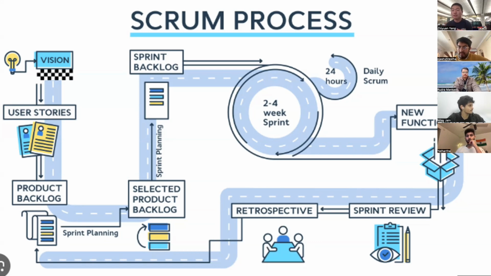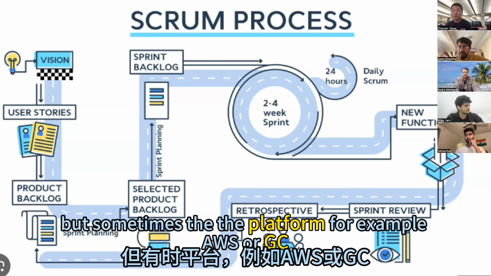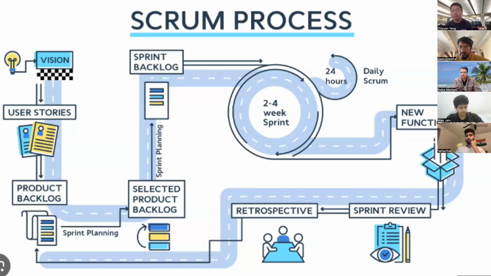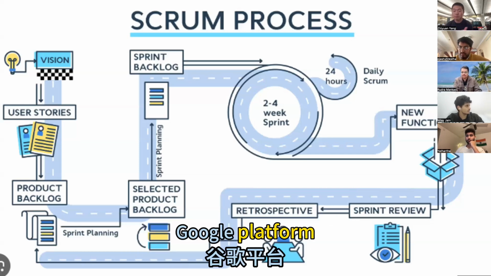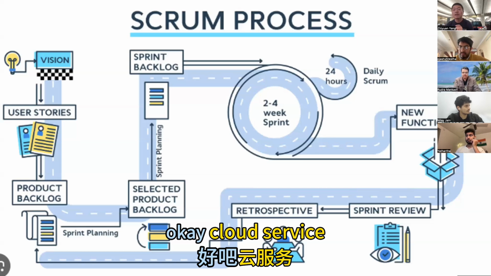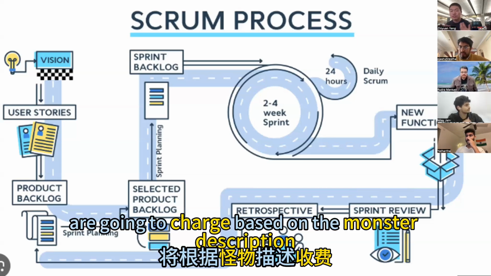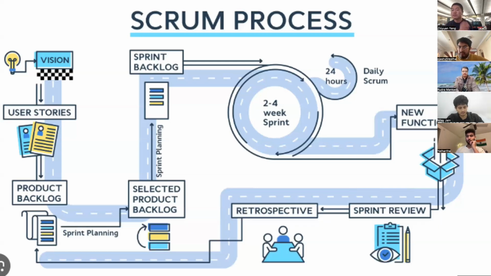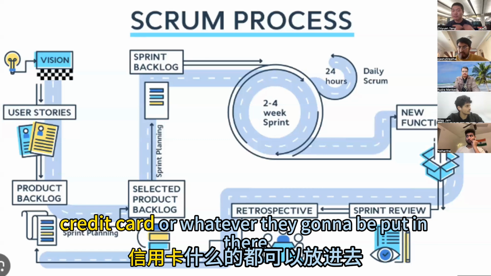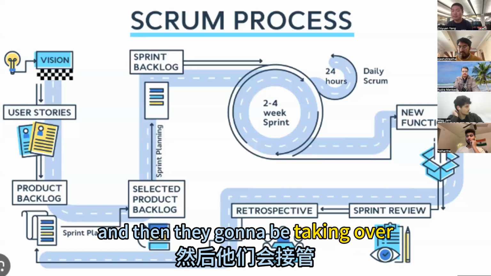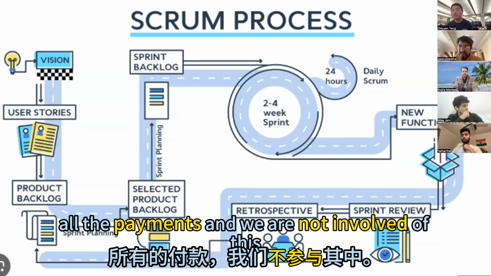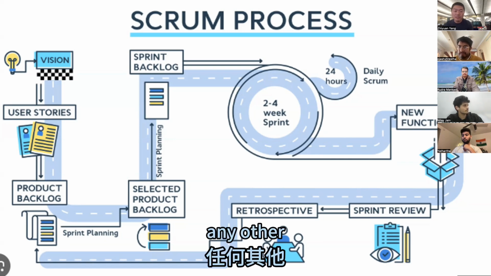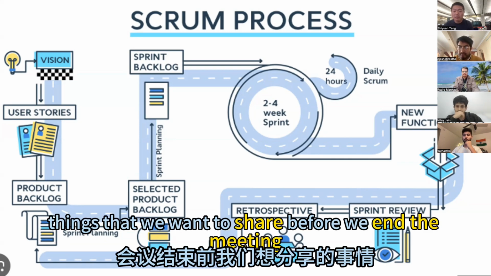Sometimes the platform, for example AWS or GCP, the Google cloud platform, is going to charge based on a monthly subscription. Then in this case, we need to have the customers' information, their credit card or whatever they're going to put in there. They're going to take over all the payments and we are not involved in that. Okay, any other things that we want to share before we end the meeting?